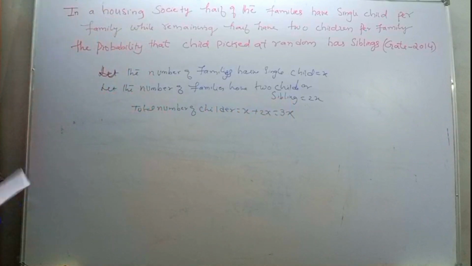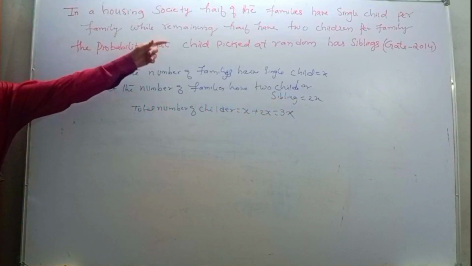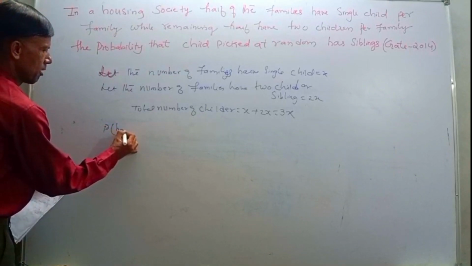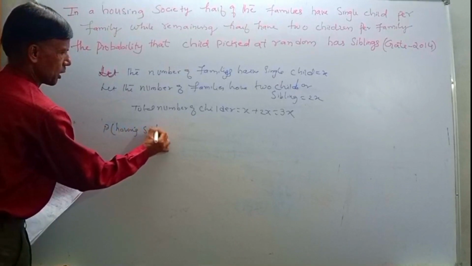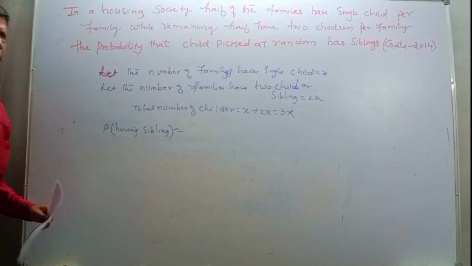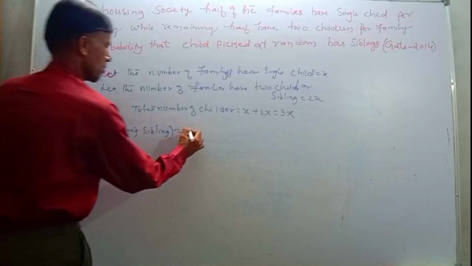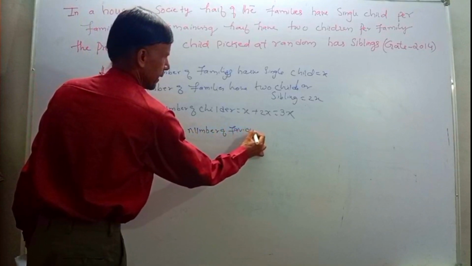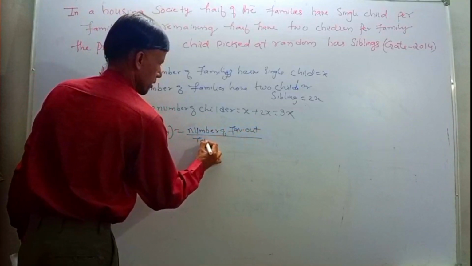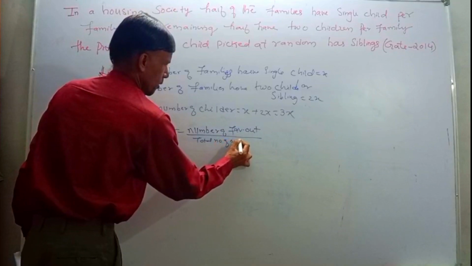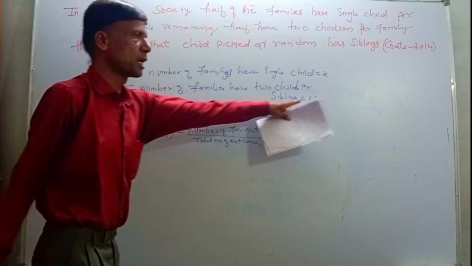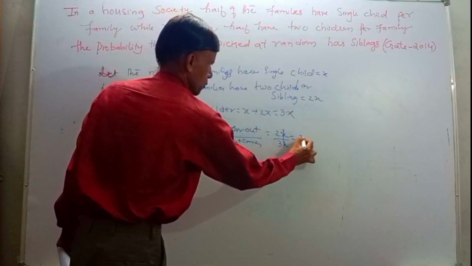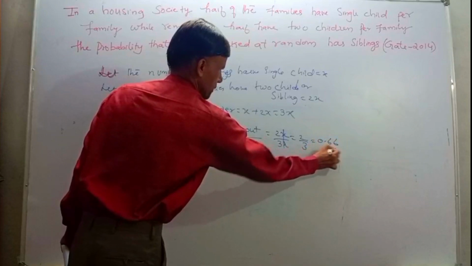What is being asked in the question? Find the probability that a child picked at random has a sibling. So the probability of having a sibling is equal to, again using the same formula, the number of favorable outcomes by the total number of outcomes. Here the children with siblings are 2x. The total outcomes is 3x. So it is 2 by 3. That's the solution.